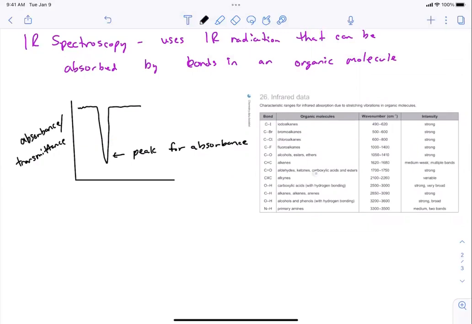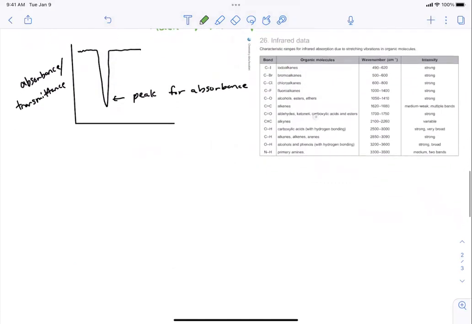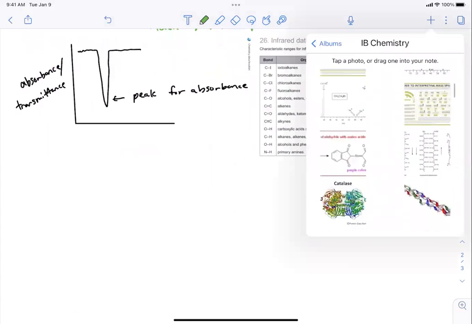So the IR purpose is to identify bonds present. It doesn't tell you how many of those bonds are present, or necessarily where those bonds are present, but it just tells you that you have a C-O bond here, or you have an OH bond here. Now, it will help you figure out what type of structure, because some of the OH bonds are unique to certain classes of compounds. And so that can help you eliminate possible structures as well. But that's the main idea of IR spectroscopy. And so when you see IR spectroscopy, you see it for a molecule.